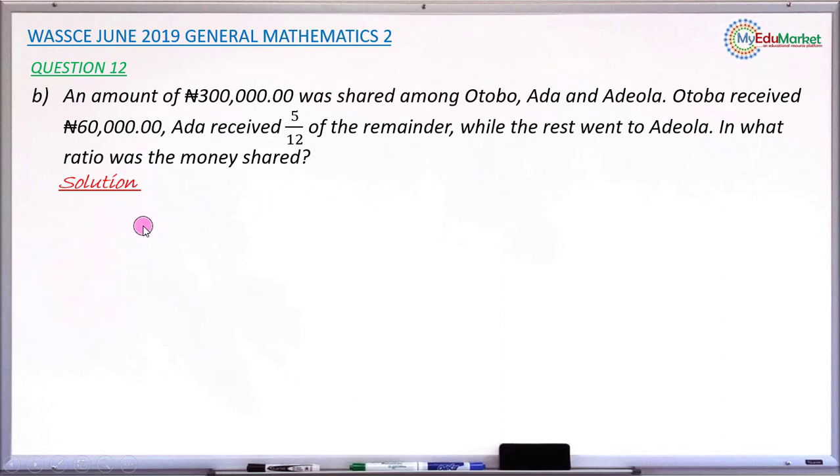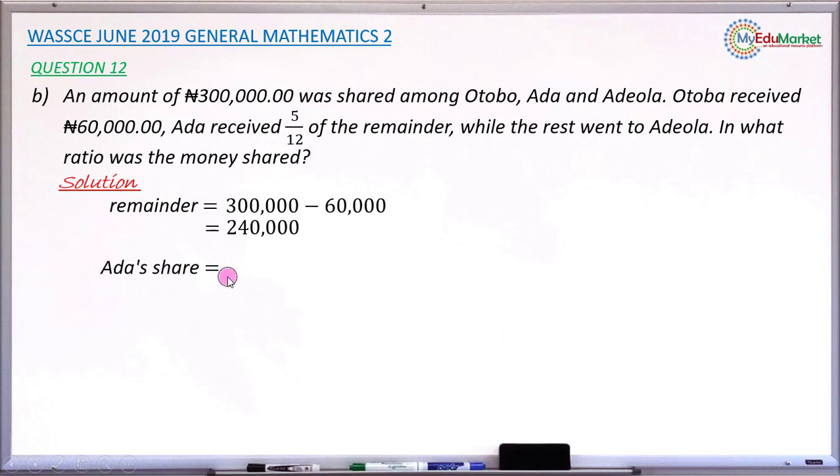So what we do first, let's get the remaining after Otobo has taken 60,000. So the remainder will now be 300,000 minus 60,000. That gives answer 240,000. It is this 240,000 that we take 5/12 of, and that gives us what Ada is going to receive. So Ada's share is 5/12 of 240,000. This multiplication and division, if done correctly, gives you 100,000. So this is Ada's share.